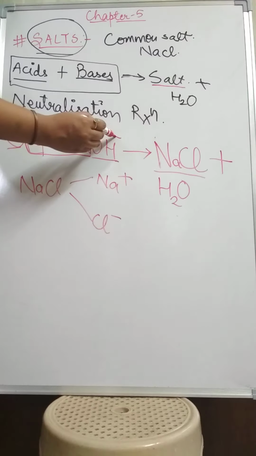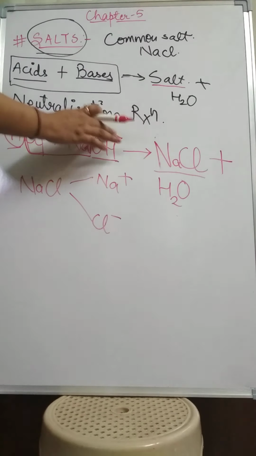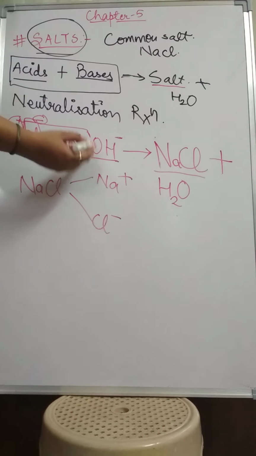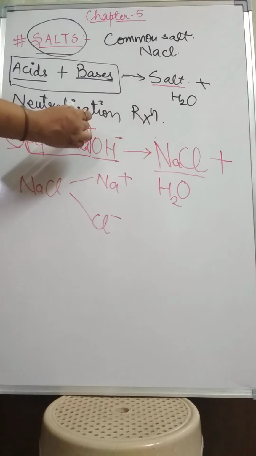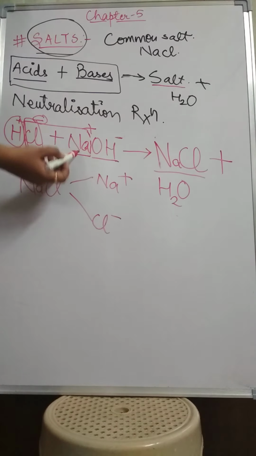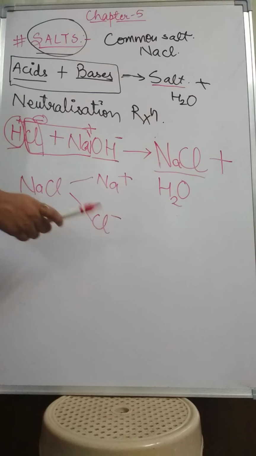Again, we have learnt in the acids and bases chapter that acids give H plus ions and bases give OH minus ions. Here from the base we will get Na plus, and from the acid we will get Cl minus. So a metal salt is formed when a metal replaces the hydrogen of an acid.